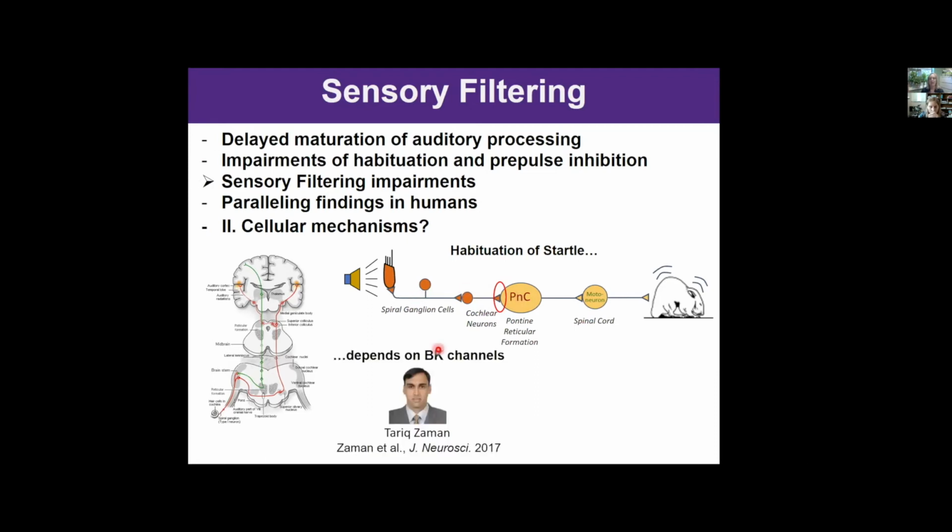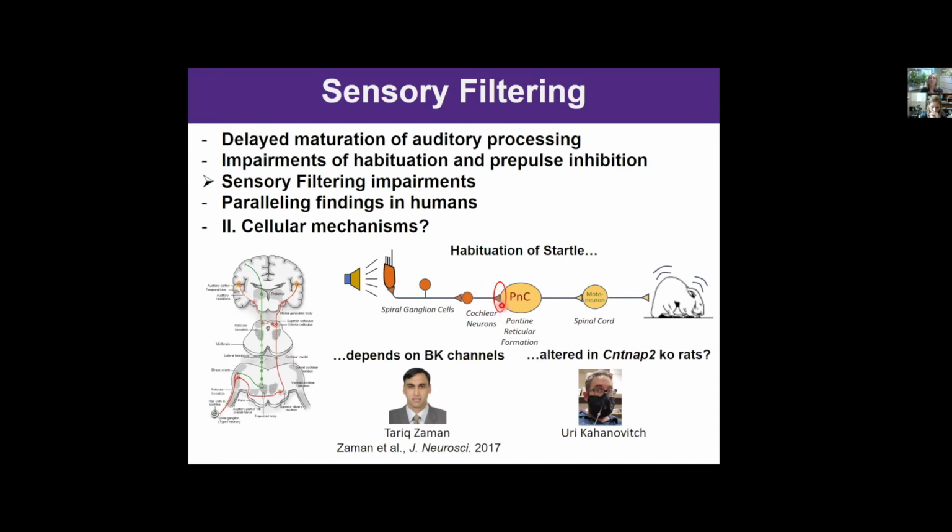A postdoc of mine several years ago has shown that this depends on big potassium channels, which are exactly the type of potassium channels that are clustered by Cntnap2. So I have another postdoc in my lab, Yuri Kahanovic, who currently does patch clamp recordings in brain slices of rats.